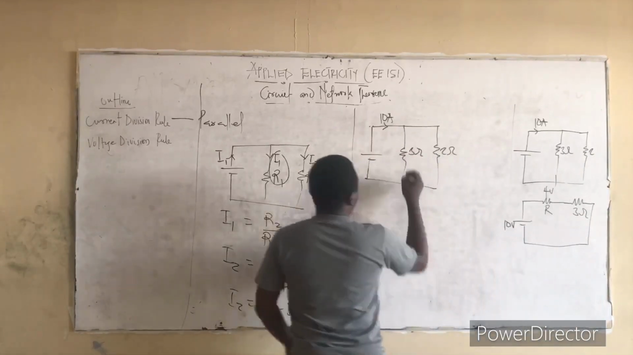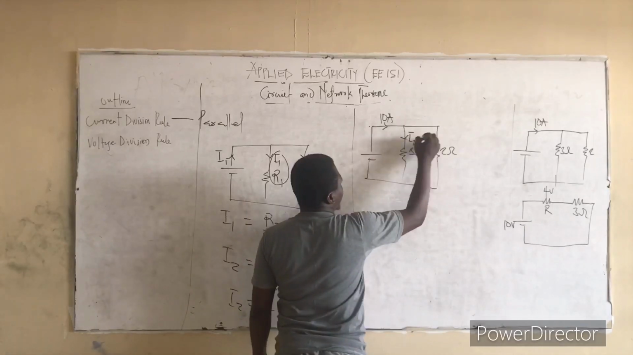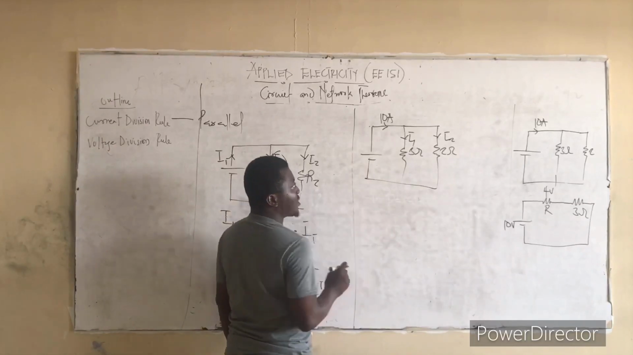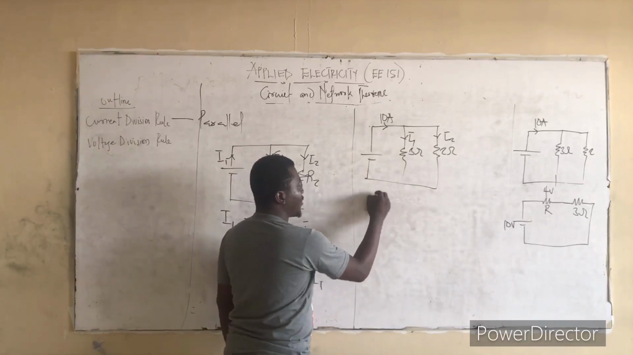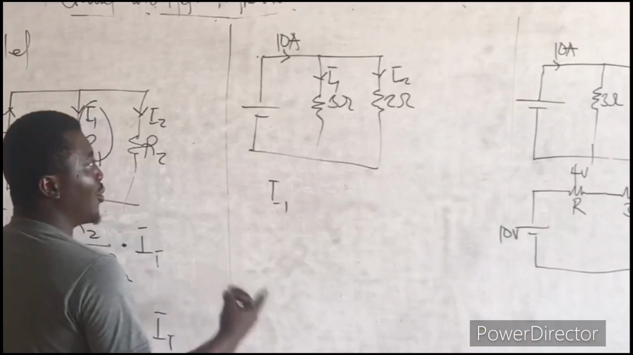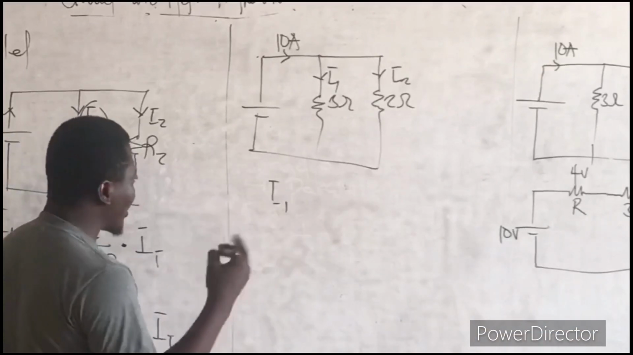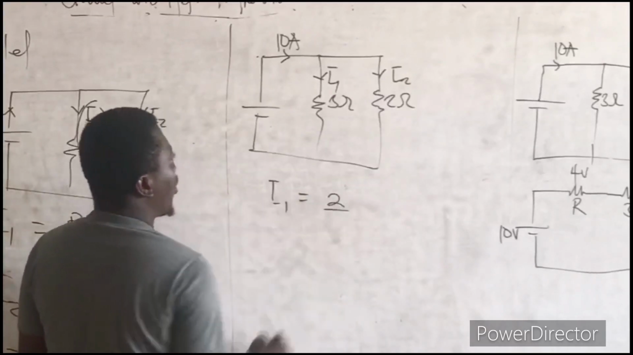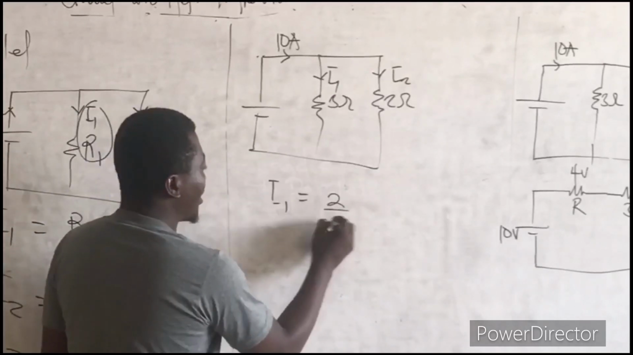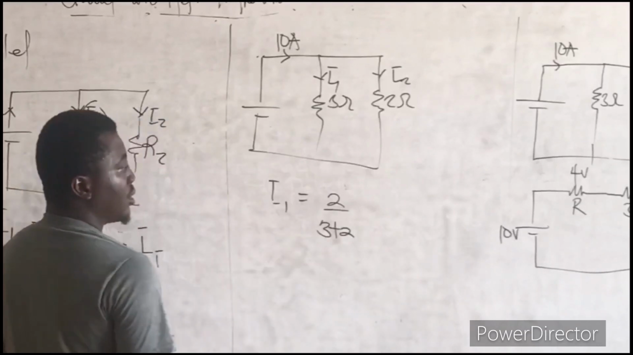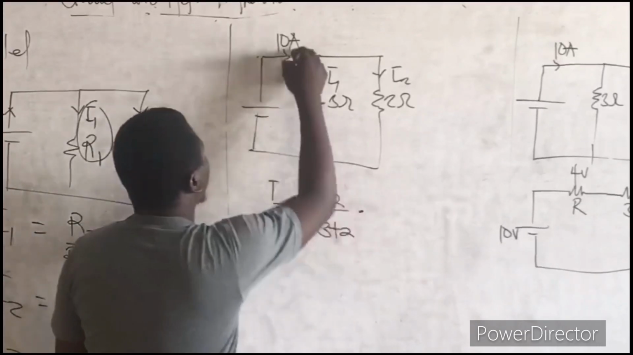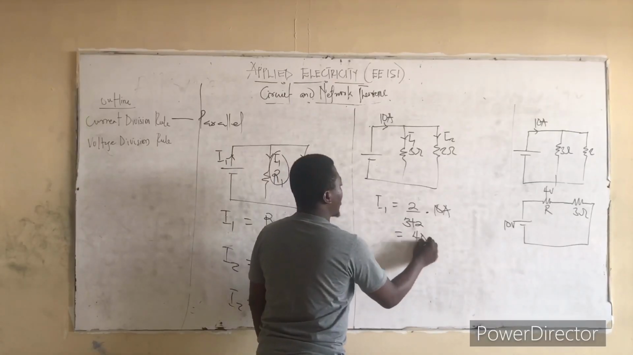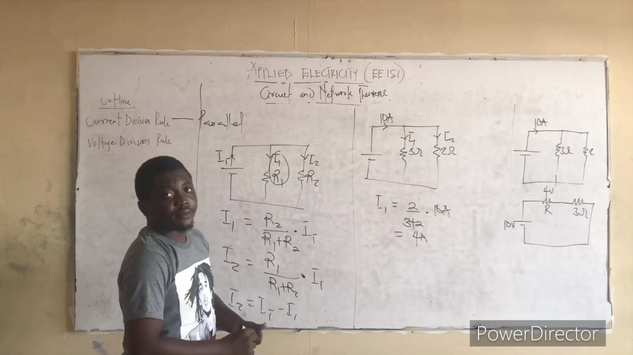So let's see. To get our I1 and I2, we can use current division. If I want I1, I told you, you must pick the opposite resistor, the one I1 is not going through. So in this case, it is 2. So you have 2 over the sum of the two resistors, 3 plus 2. Then you multiply by the total current, which in this case is 10 ampere. Then you get 4 amps.